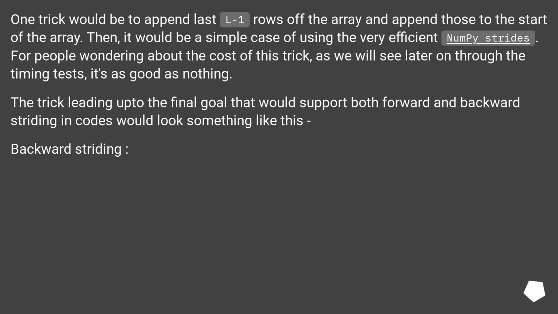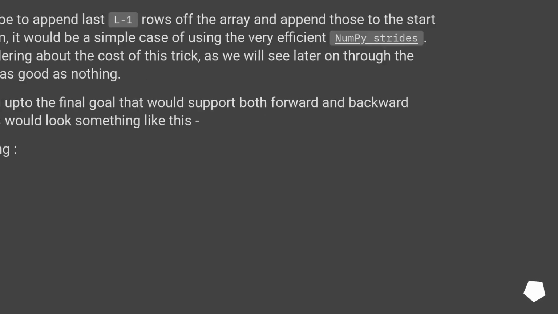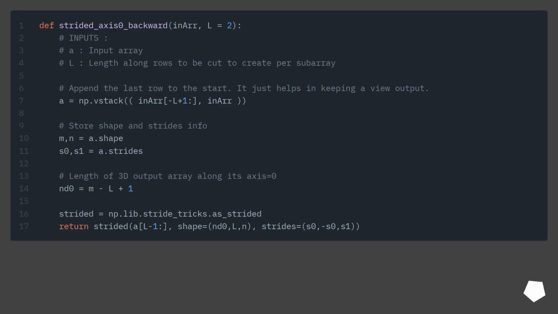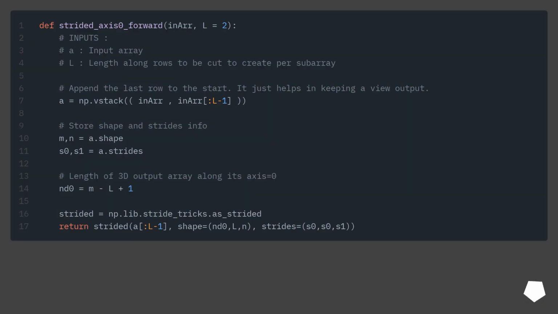Backward striding. Forward striding. Sample run.